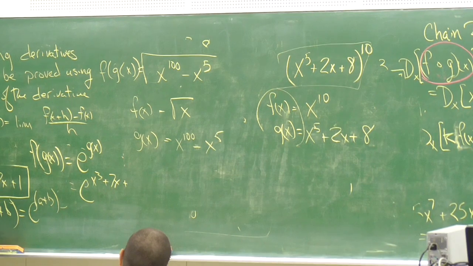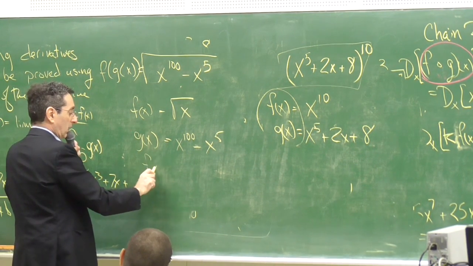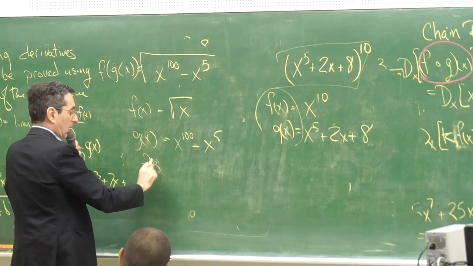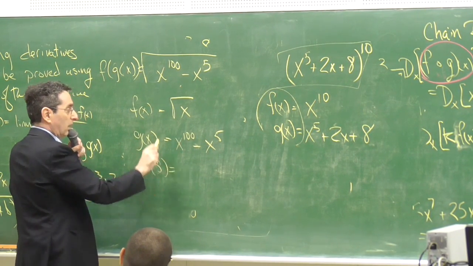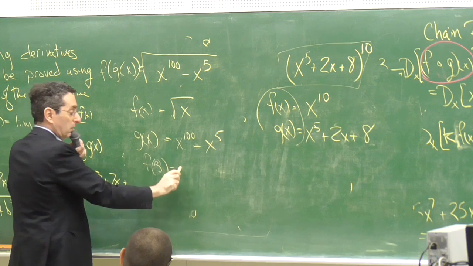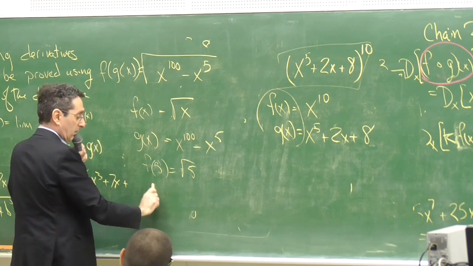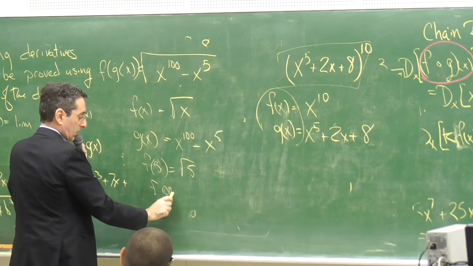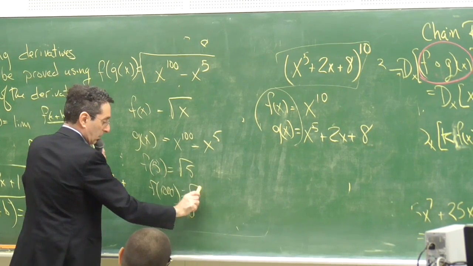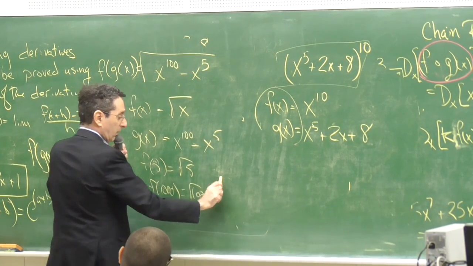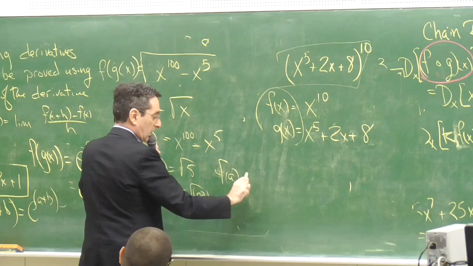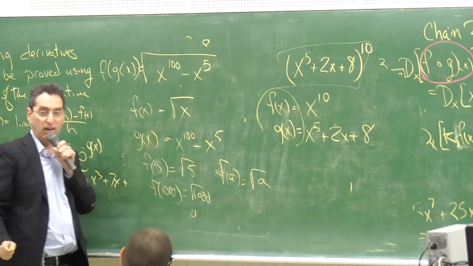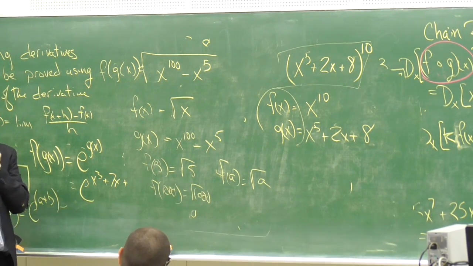Okay? Then you get that, right? You do f of g. Remember f of x, what is f of 5? It's the square root of 5, right? What is f of 1,000? It's the square root of 1,000, right? What is f of a? It's the square root of a, right? f is the square root of whatever, right?